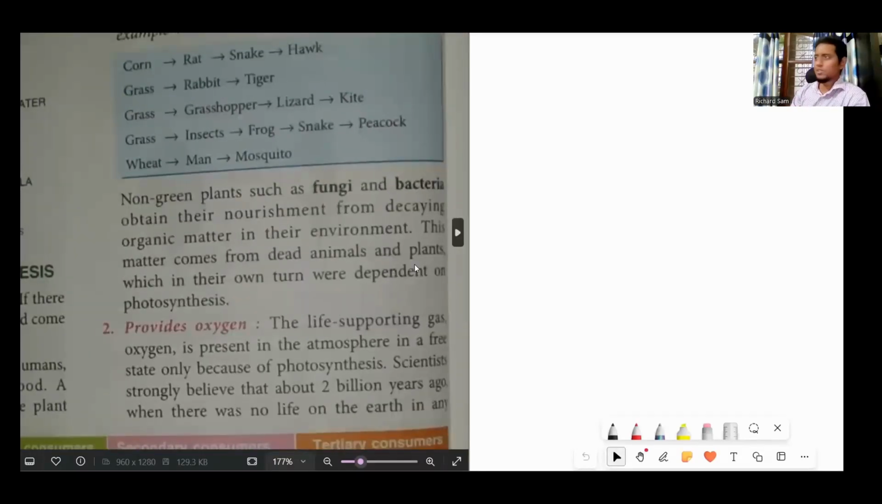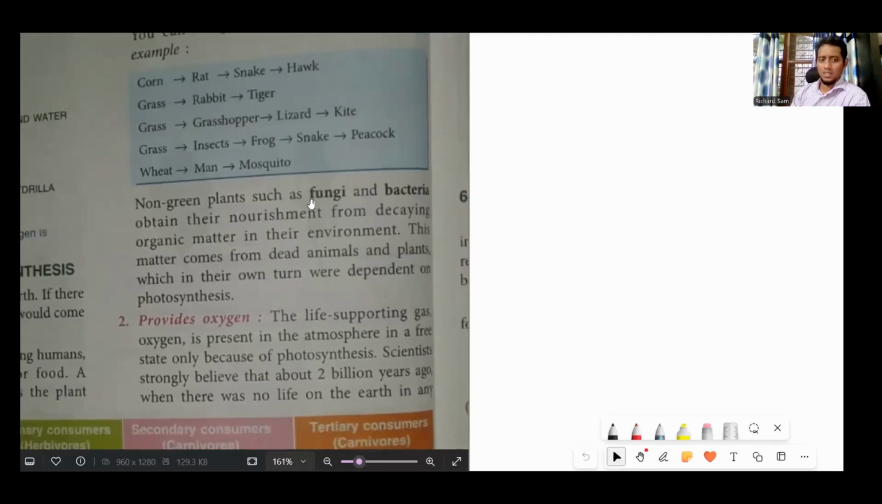Do fungi and bacteria also depend on plants? Yeah, fungi grow on dead, decaying plant or animal. So they depend on plant or animal which depends on a plant. What about bacteria? Same. Bacteria also grow where there are decaying substances.